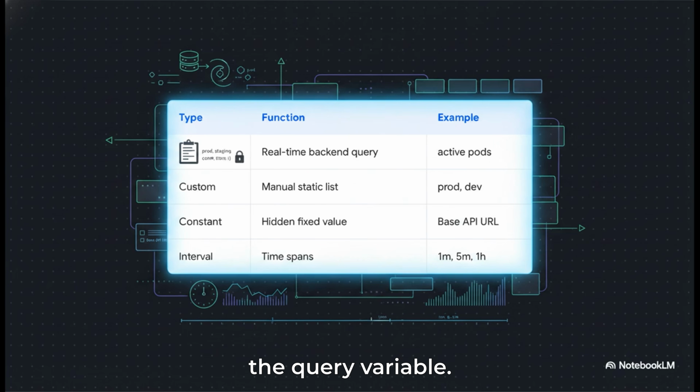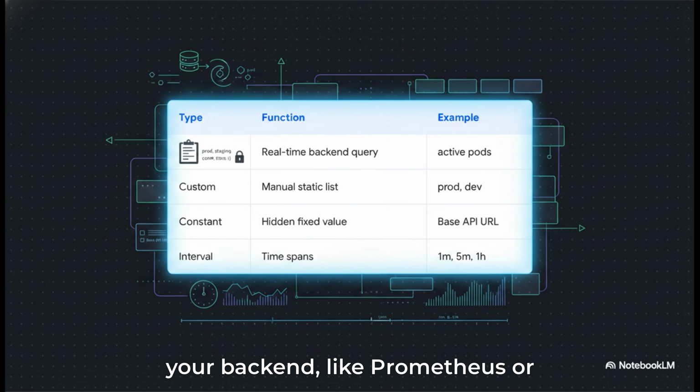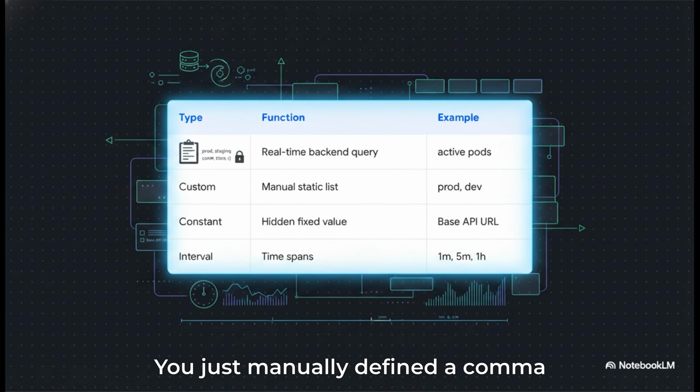This table maps out our dynamic observability toolkit. First up, we've got the query variable. You can think of this as the heavyweight champion. It runs a real-time query against your backend, like Prometheus or InfluxDB, to automatically fetch a list of all your active pods or hostnames. Really powerful stuff. Next is the custom variable, which is perfect for administrative stability.